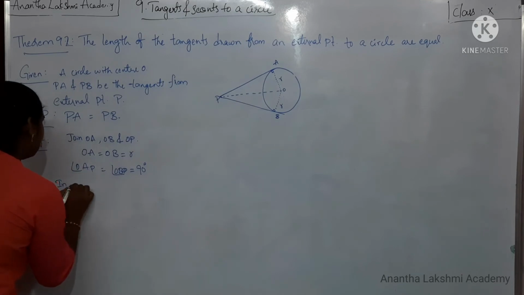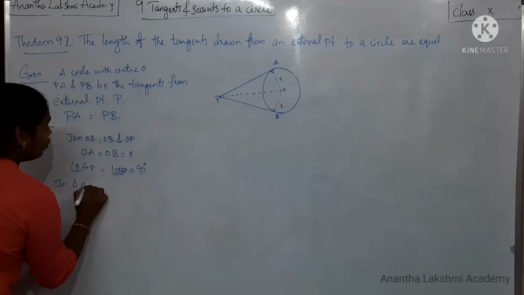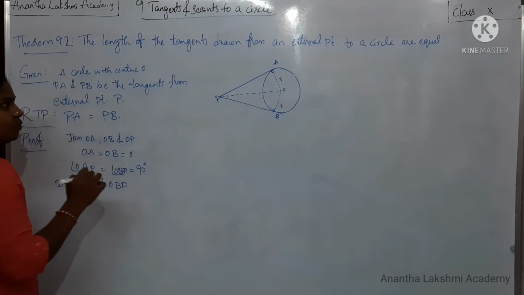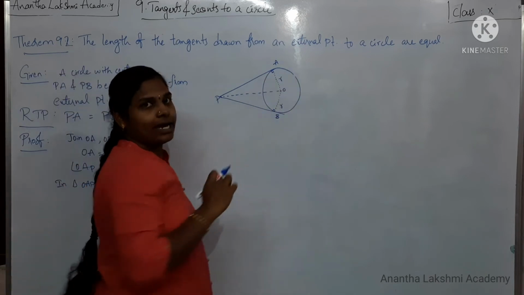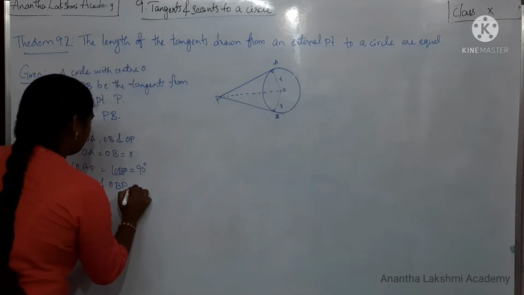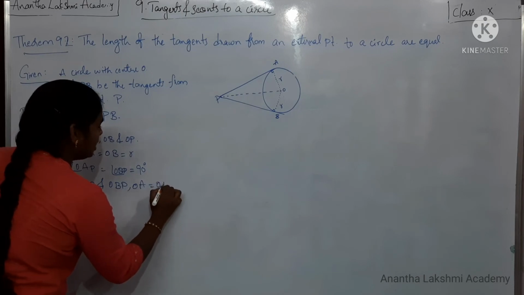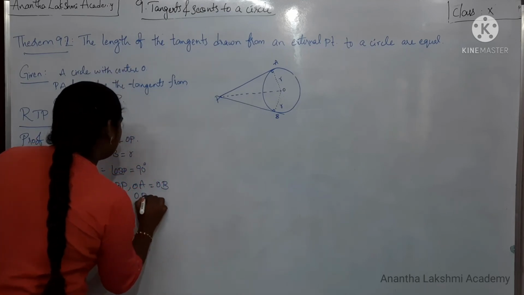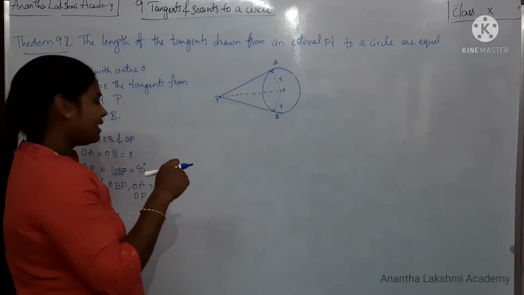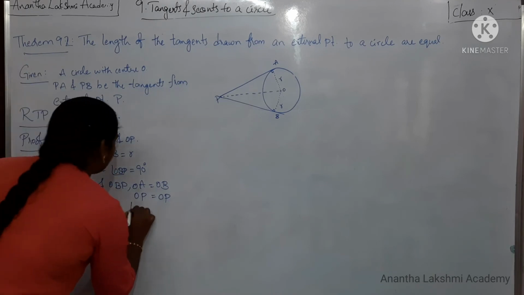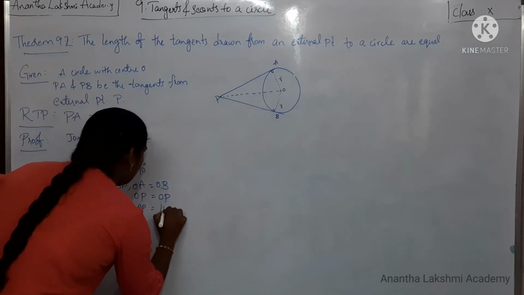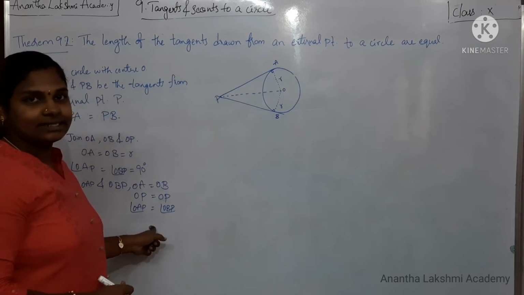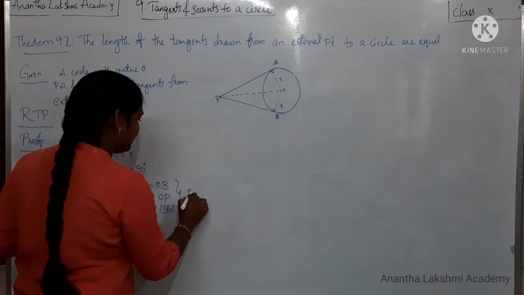So consider triangle OAP and triangle OBP. So what is equal? These two are radius, right? So OA is equal to OB, and OP is equal to OP, as that is a common side. Now two sides are equal and angle OAP is equal to angle OBP, which is a right angle. Now two sides are equal and an angle is equal. Now this is nothing but two sides and an angle.